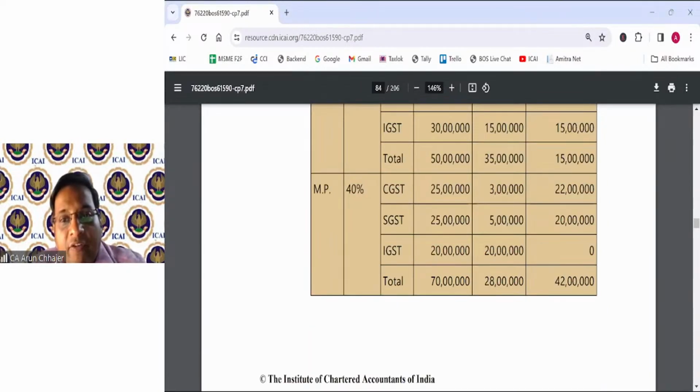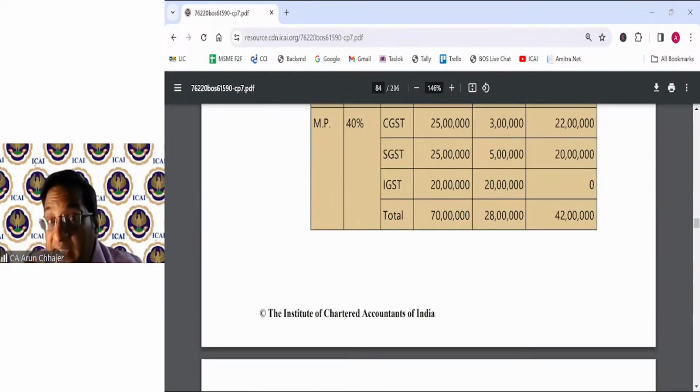Similarly, they have 40% of Madhya Pradesh's ITC of 70 lakh, and 40% of it is 28 lakh. They can apportion in this ratio, complete I and then C and S balance part. It is not necessary that 40% should be headwise. It should be in totality. See, if you calculate 40% of 25 lakh, it comes to 10 lakh, but only 3 lakh is being transferred, while 20 lakh, the entire 20, has been transferred.